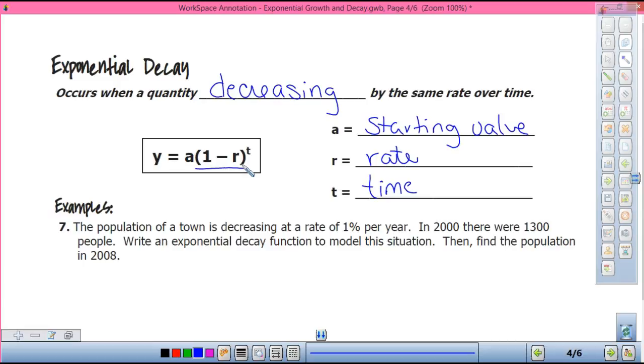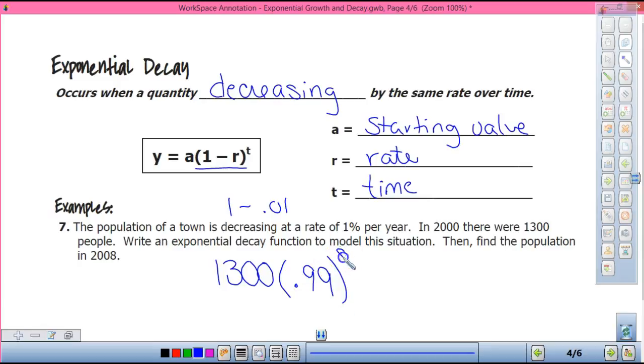Okay, so what am I starting with? 1,300 people. So we've already got a little town. Now, my decay factor is what? 1%. What is that as a decimal? 0.01. So in your parentheses, you've got 1 minus 0.01. It's not negative 1, not 0.01 minus 1. 1 minus 0.01 is 0.99. Be careful.